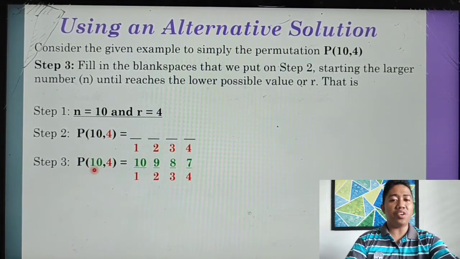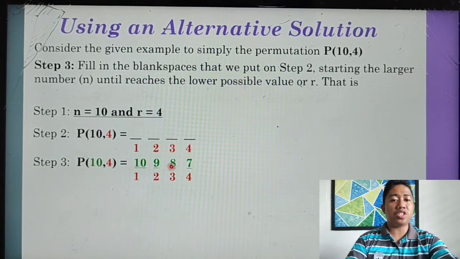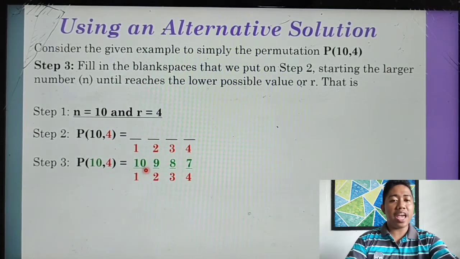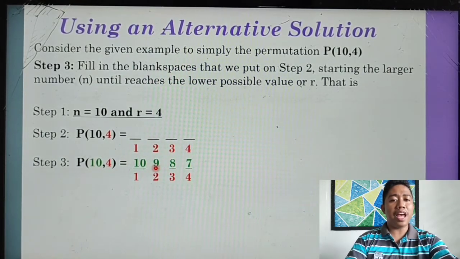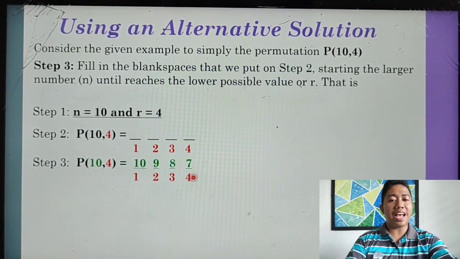Since the larger value is 10, let's begin with the first factor, which is 10, and decrease until the last number. So 10 minus 1 becomes 9, 9 minus 1 equals 8, 8 minus 1 is equal to 7, and 7 is the fourth and last entry in the blank spaces. So we have 10, 9, 8, and 7.